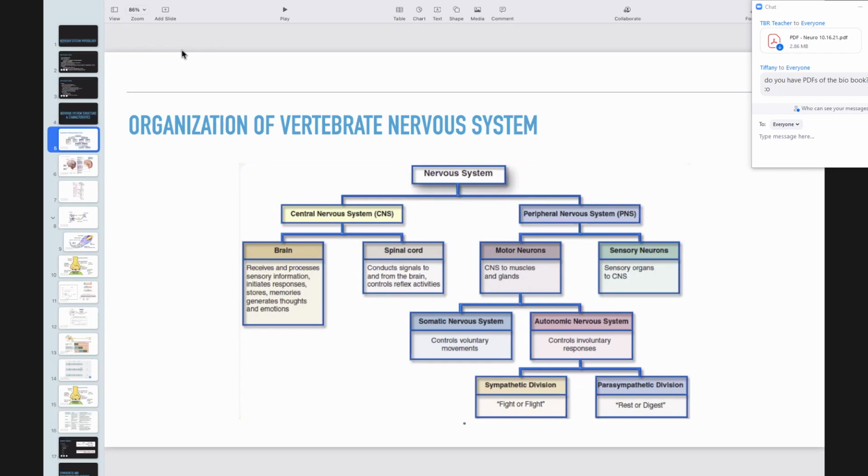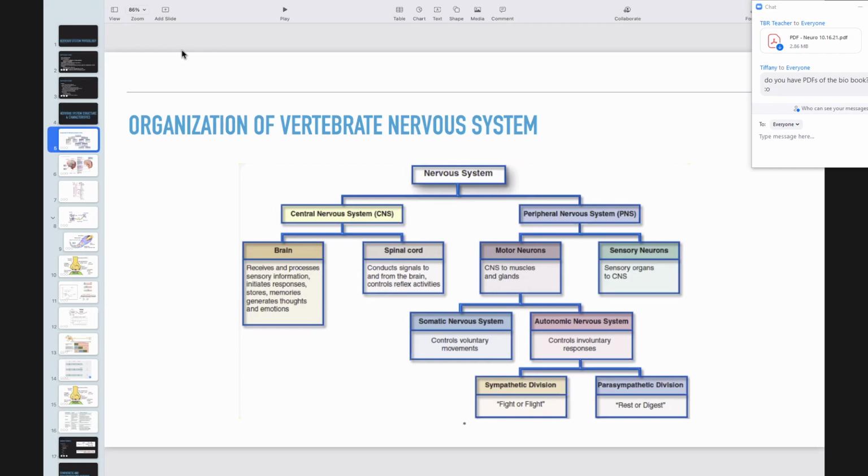The motor neurons can be broken down into the somatic nervous system, so the motor neurons and muscles you can control, and the autonomic nervous system, things that you don't control, which are the sympathetic and parasympathetic nervous system. So the fight or flight and rest or digest. We're going to break down and go into each of these throughout today.